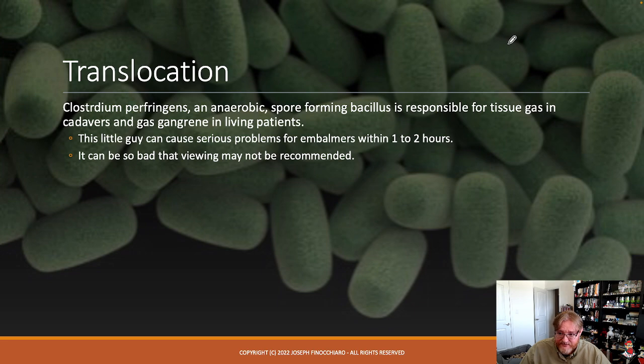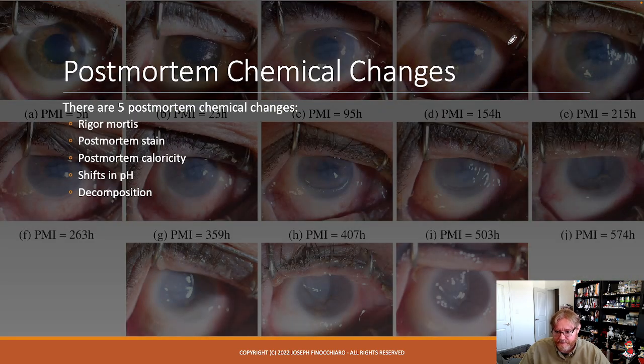Clostridium perfringens, an anaerobic spore-forming bacillus, is responsible for tissue gas in cadavers and gas gangrene in living patients. This little guy can cause serious problems for embalmers within 1 to 2 hours, and by problems, I mean massive problems. It can be so bad that viewing may not be recommended. You do not want to play around with this stuff. It is an extremely nasty microorganism, and probably one of our greatest concerns as professional practitioners.